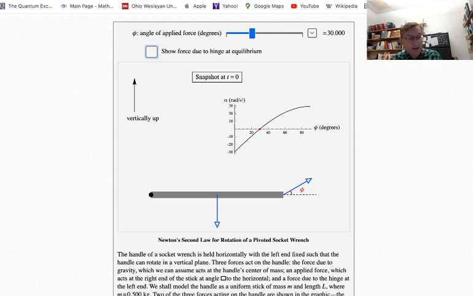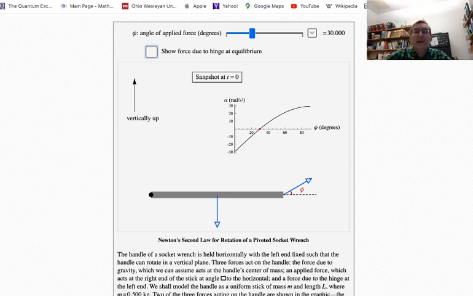If I change my applied force angle phi to be anything other than 30 degrees, the graph shows me that the angular acceleration is not 0. That means the handle, that stick, would rotate and speed up. It would rotate either clockwise or counterclockwise, depending exactly on what phi is. So that's what's going on here.